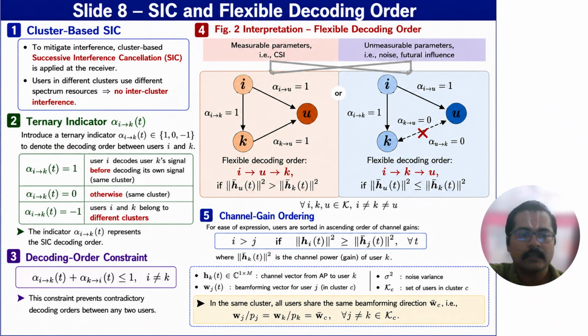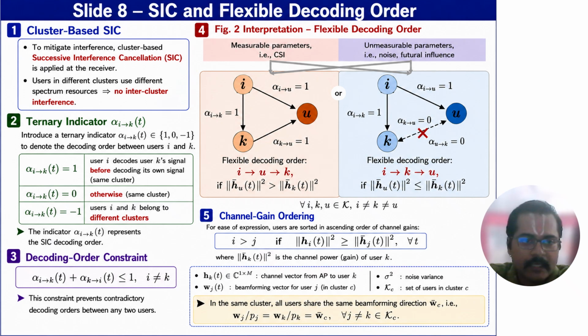Let's see the SIC, successive interference cancellation. Why do we need interference cancellation? Each user receives unintended signals also. It has to decode and cancel the interference signal. It's used in beam forming. So let's see the decoding order.